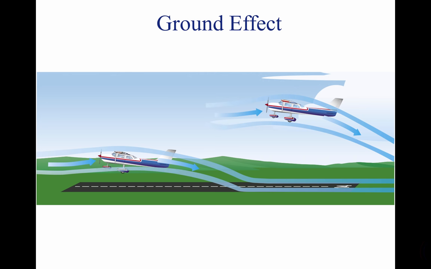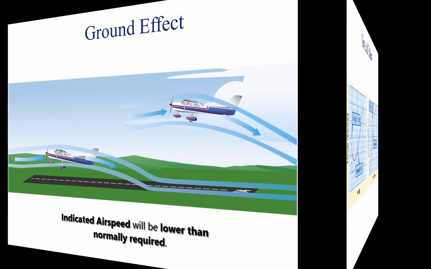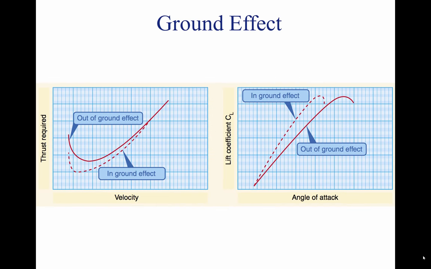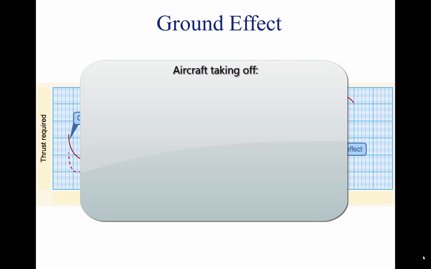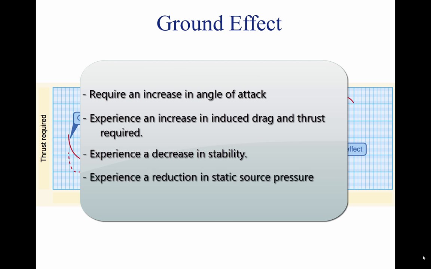Most of the time, ground effect will produce a higher pressure at the static source, and the indicated airspeed will be lower than normally required. When an aircraft is taking off, the reverse happens from landing. The aircraft taking off will require an increase in angle of attack to maintain the same lift, experience an increase in induced drag and thrust required, experience a decrease in stability and a nose-up change in moment, and experience a reduction in static source pressure and increase in indicated airspeed.